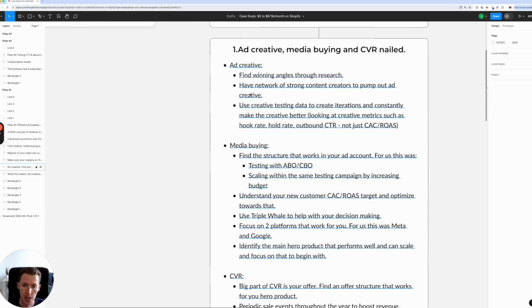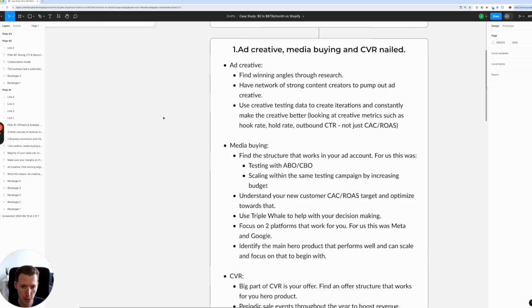And the second thing is having a network of strong content creators to pump out ad creative. I've also spoken in the past about having an ad creative machine, and the content creators who are creating your ads, creating the content that you're going to be using in the ads, those creators are a big part of it, right? Because, I mean, it's pretty obvious, you need the creative to be there.